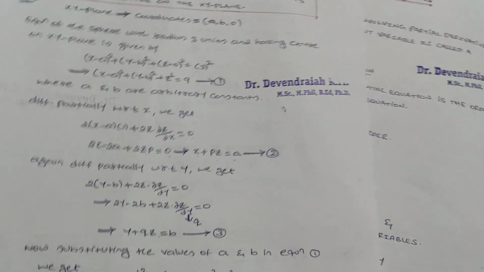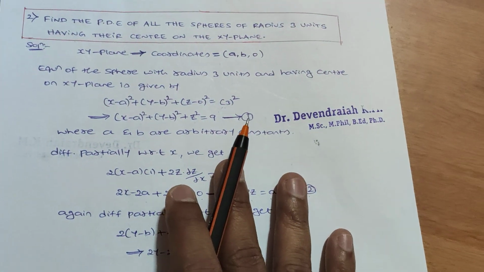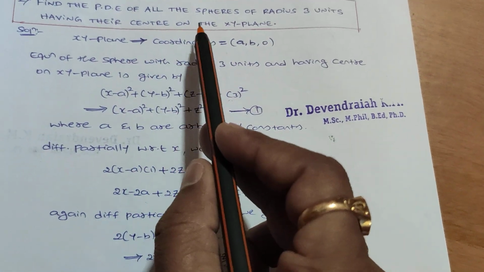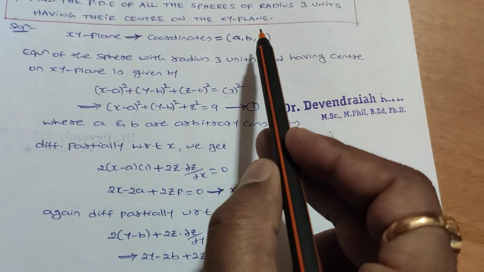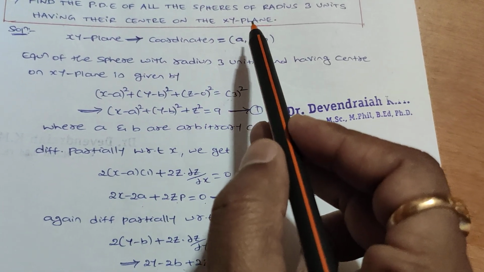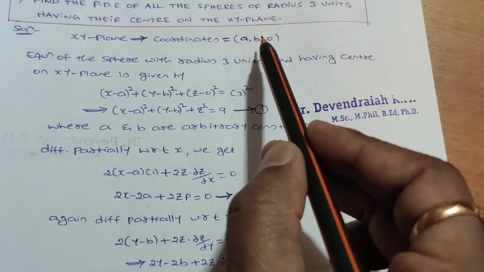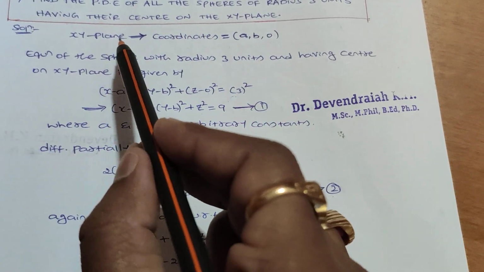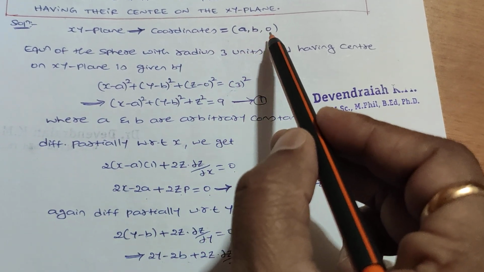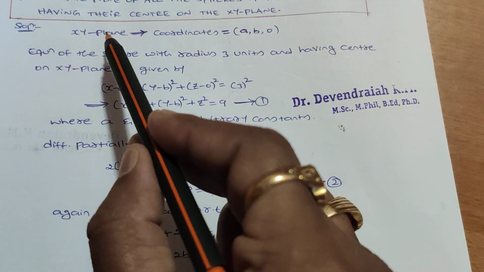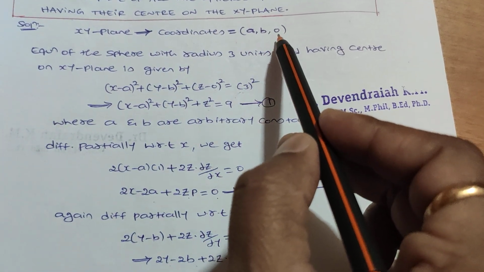Let us consider the next example of forming a partial differential equation. That is, find the partial differential equation of all the spheres of radius 3 units having their center on the xy plane. The point we need to remember here is center on the xy plane, which implies the coordinates can be considered as (a, b, 0).